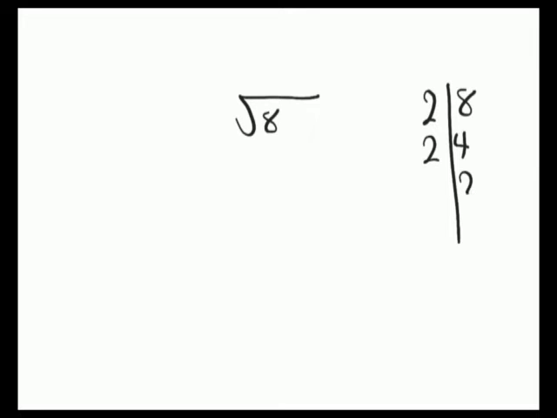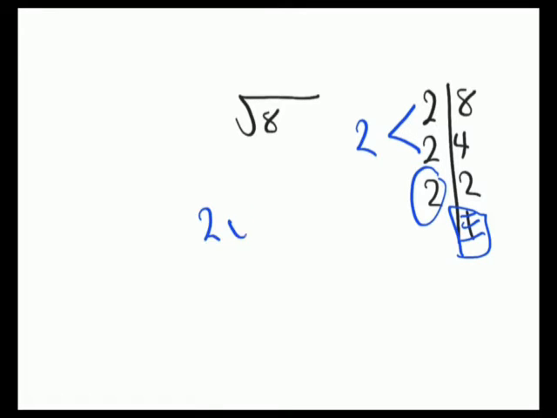Let's try to find the square root of 8. 8 can be divided by the prime number 2. So 8 divided by 2 is 4, divided by 2 is 2, divided by 2 is 1. As we said, when we reach 1, we stop. Then we take a group of 2 outside and 1 left over inside. So it will be 2 radical 2, or 2 square root of 2, and this is your answer.